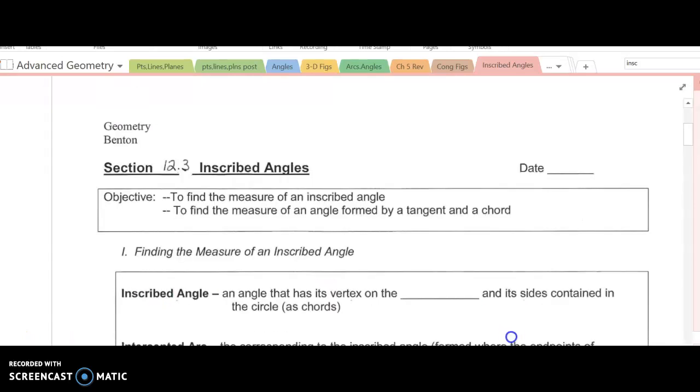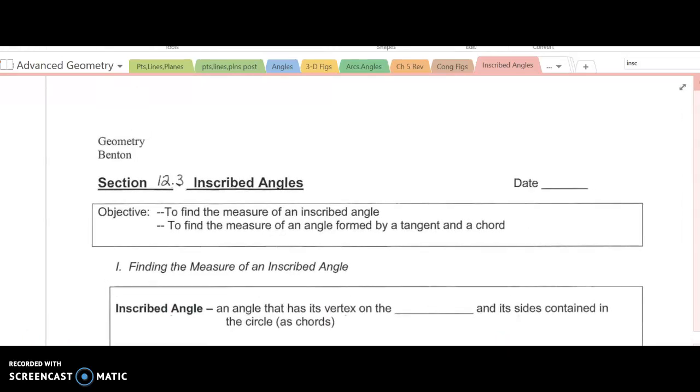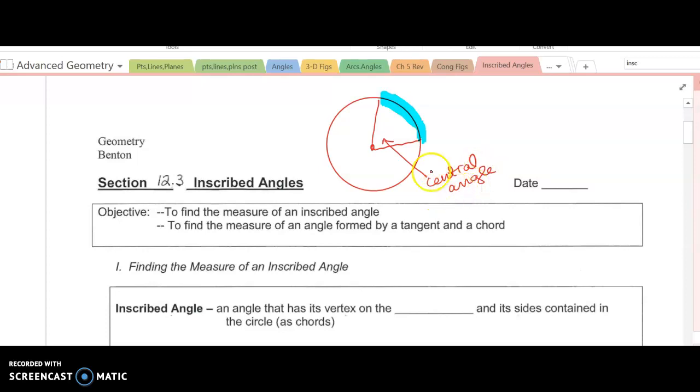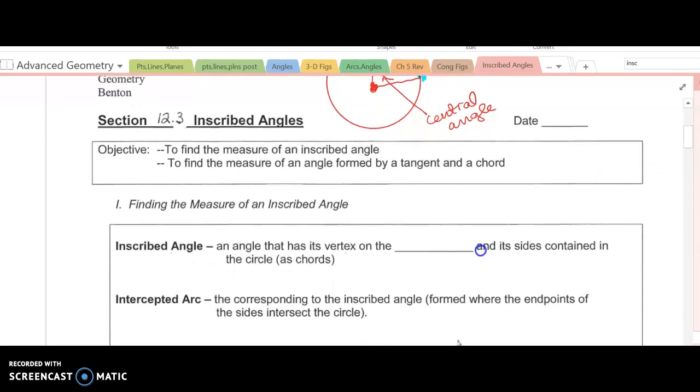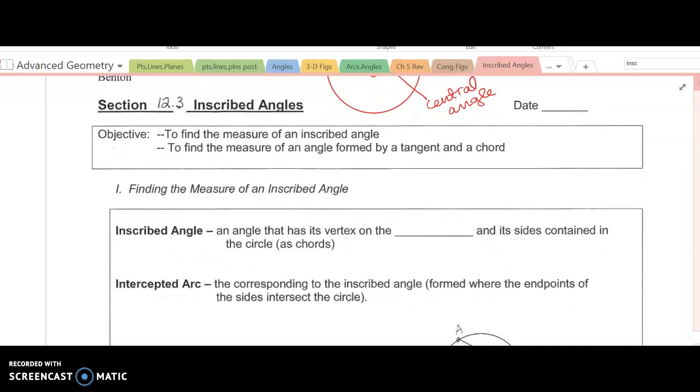So just as a little segue from yesterday, or maybe it was a couple of days ago, we had central angles. We were talking about how this angle right here is called a central angle because its vertex is on the center of the circle, and if this is like 80 degrees, then the matching arc, the corresponding arc, we're going to learn a term for this in just a minute, is also 80 degrees. So today we're talking about angles that are located differently.